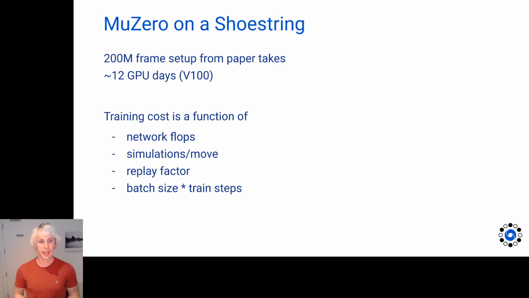And the training cost there is primarily a function of how big is the network, how many flops, how big are the searches, how many simulations per move do we need, and on the training side, what's the replay factor, how many times do we train from each state, how many times do we train from each search, and how much do we train in general. How big is the batch and how many training batches, how many training steps do we train for. And these factors suggest some very straightforward ways of making this whole training much cheaper.